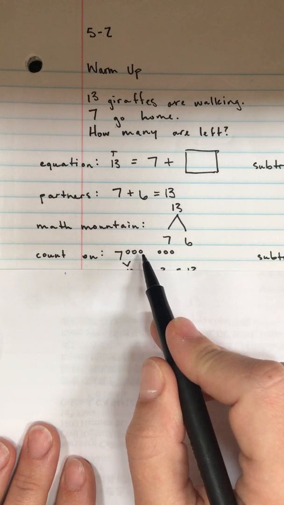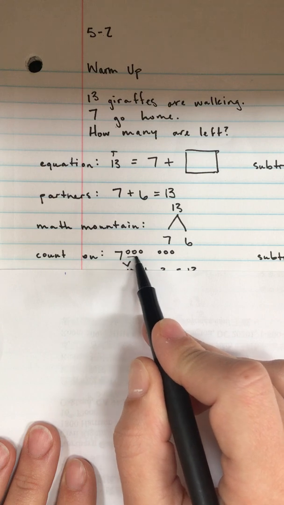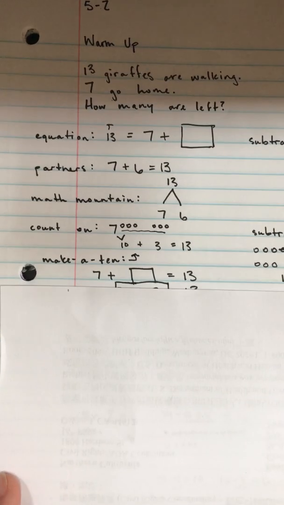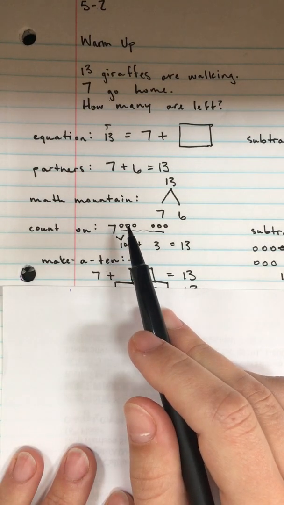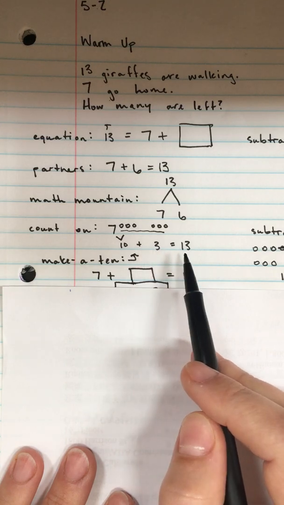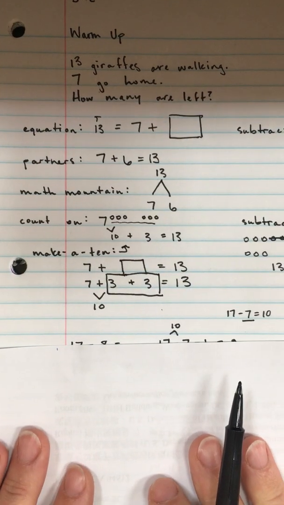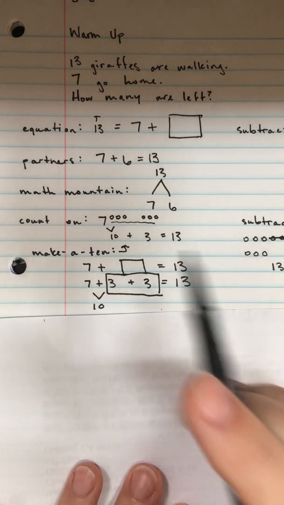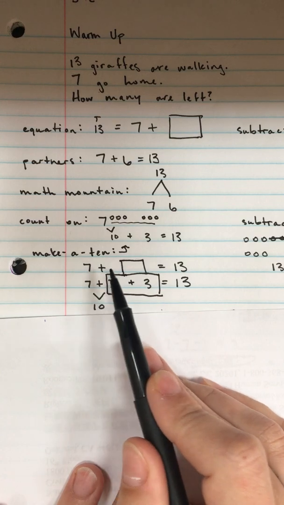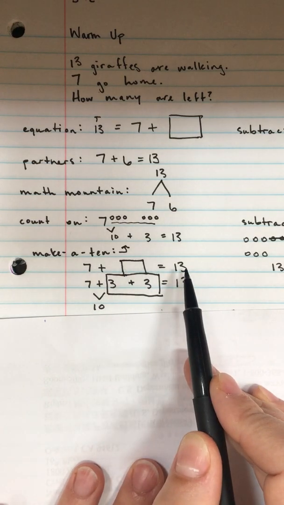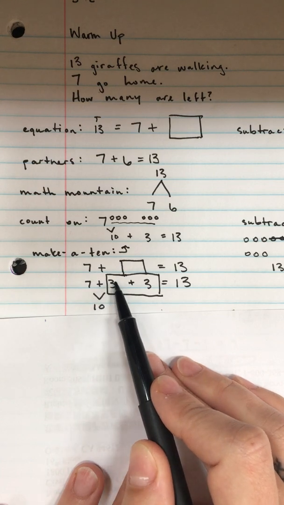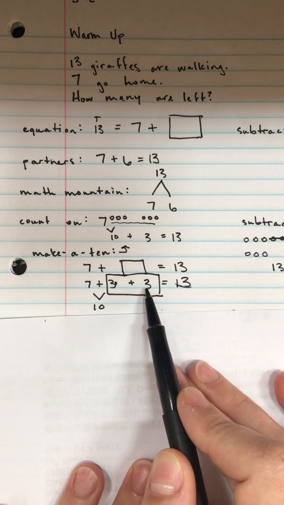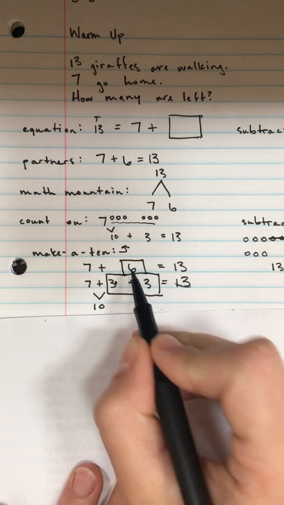So 7, 8, 9, 10, 11, 12, 13. There are 6 circles that we've drawn. And you can see that I drew this by making a 10 and adding 3 more, which was 13. So what that looks like kind of in equation form if we're making a 10 is that we know 7 plus a partner equals 13. So what makes 10? 7 plus 3. And then how many more do we need to make 13? We need 3 more. So 3 plus 3 is our partner, which is 6.